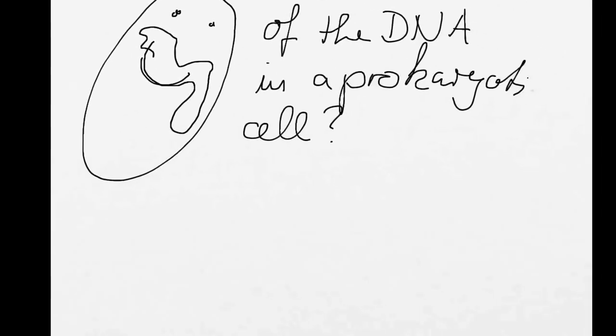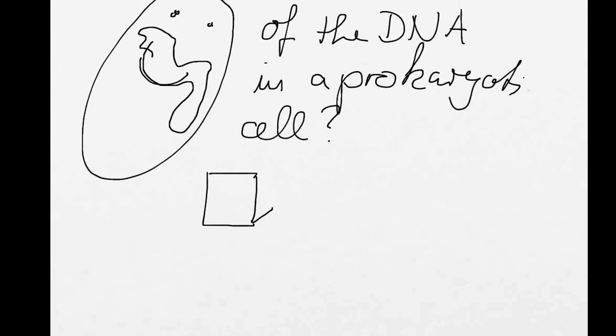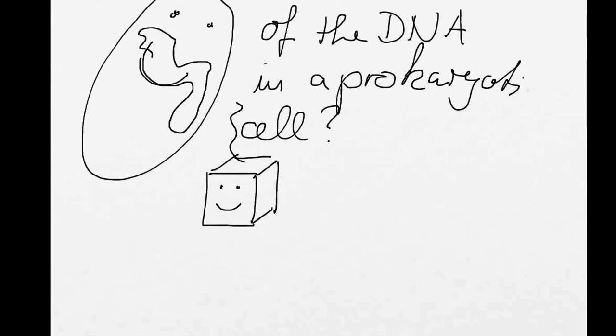Sorry? Oh, we need the volume of the cell. That's a very, very good approach. Let's assume, just for simplicity, that our E. coli cell is not the way I drew it. Let's assume our E. coli cell is a cube. Makes it easier to calculate.